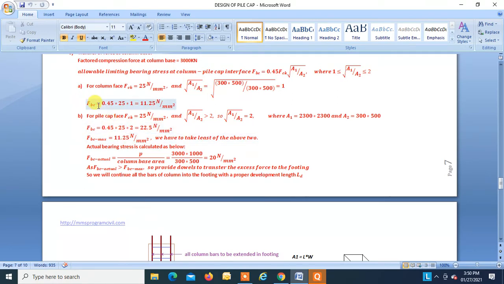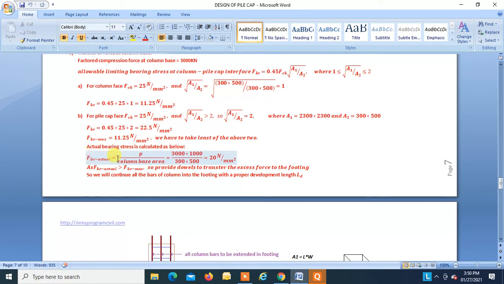Now we have to take FBC equal to the lesser of these two, so the lesser is 11.25. We will take our FBC max as 11.25 Newton per mm square. Whatever the actual bearing stress comes out should be less than this, otherwise we will have to provide dowels to transfer the additional load to the footing, right?